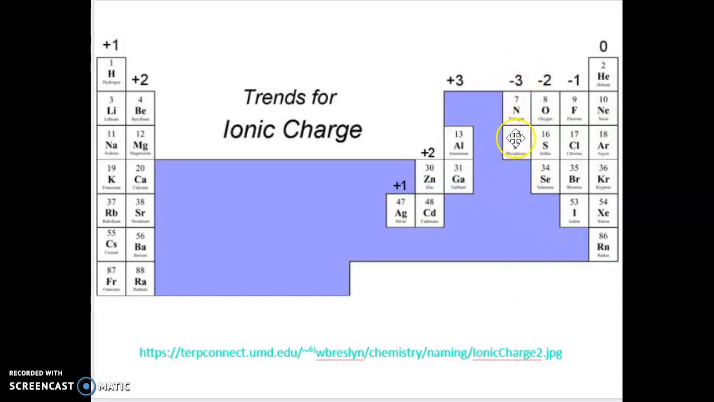Then we get to group 5. Nitrogen has 5 valence electrons. It is easier to gain 3 electrons than it is to lose 5. So this one would have 7 protons, and if it gains 3 electrons, it would have 10 electrons for nitrogen. Then we have oxygen in group 6, so it has 6 valence electrons, so it's easier for it to gain 2 than it is to lose 6.